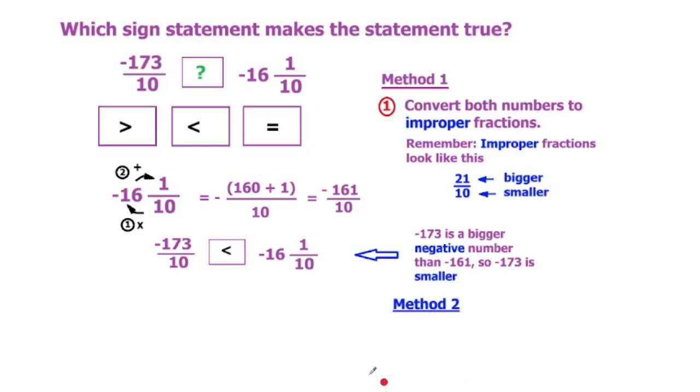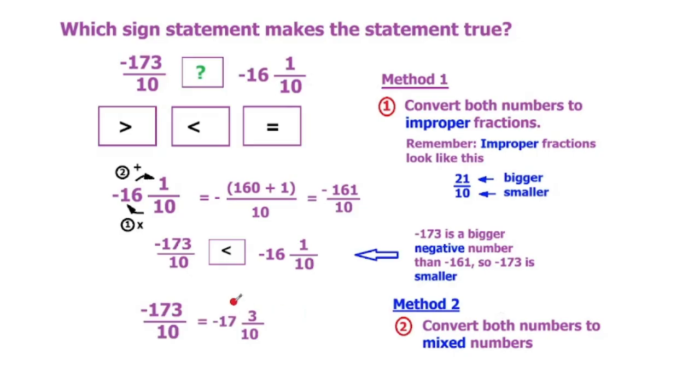So now method two, convert both numbers to mixed numbers. So what I'm going to do is convert this to look like this, a mixed number, okay? So here is how you do that. Because the denominator is 10 here, you could just move the imaginary decimal here to here, and it becomes negative 17 and 3/10.